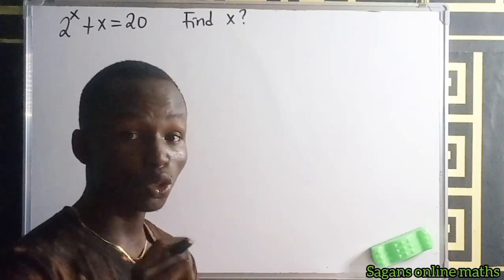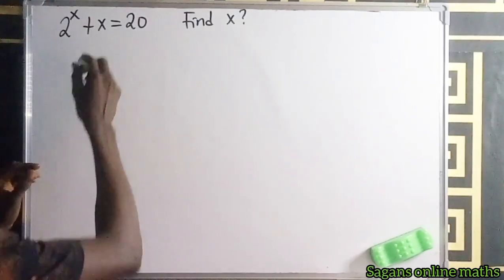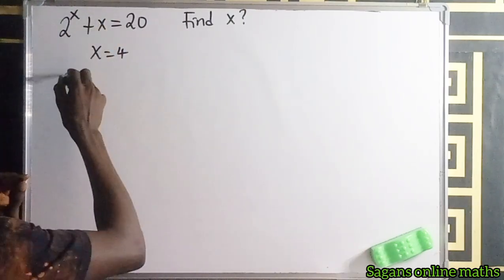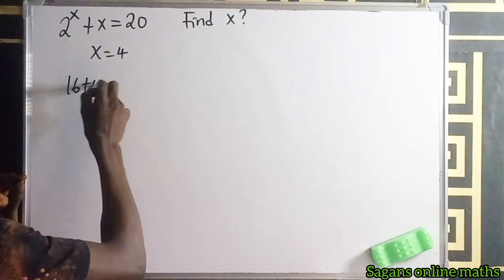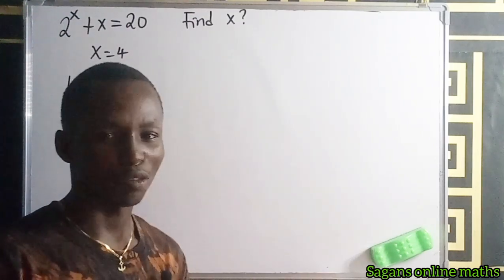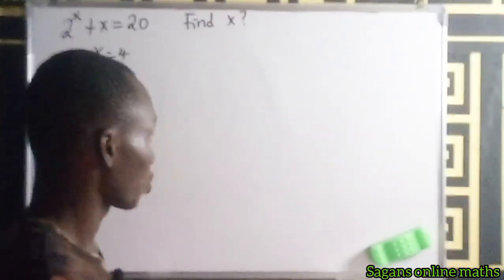Now let me tell you, if you don't know the value of s, the value of s is what? 4. S is equal to 4, because 2 to the power of 4 is 16, plus 4 is equal to 20. But how are we going to know the value of x? That is why I am here today to solve this question.